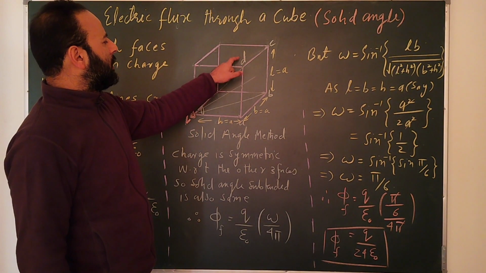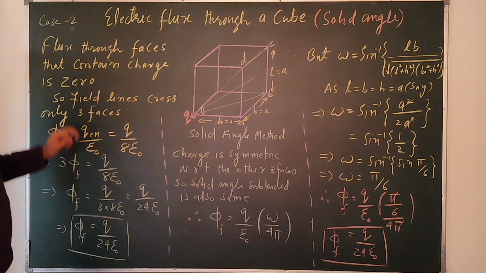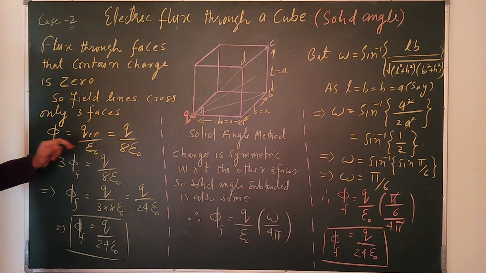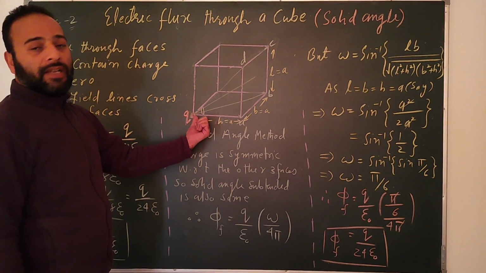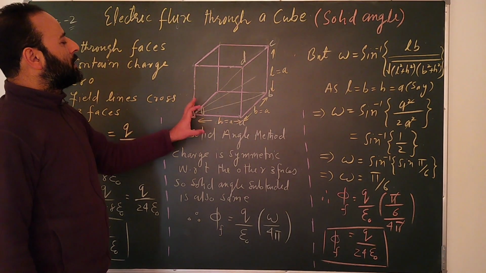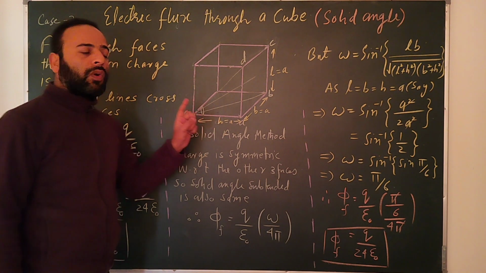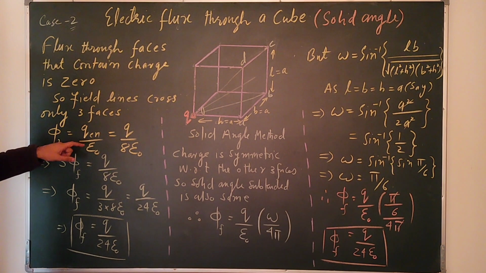Now only three faces are left. One is this face, second is this face, and third is the top face, right? So field lines will cross only through these three faces, so total flux is equal to charge enclosed. We have already seen when the charge is resting at the corner, we need 8 cubes to enclose the charge completely. So contribution of charge in each cube is equal to 1 by 8. So charge enclosed is q by 8. So then phi total is q enclosed by epsilon naught, that is q by 8 epsilon naught.